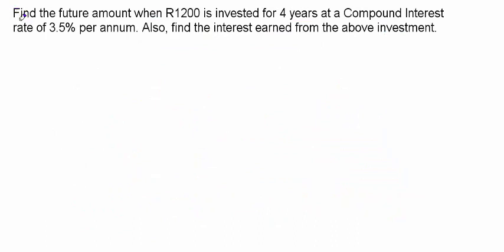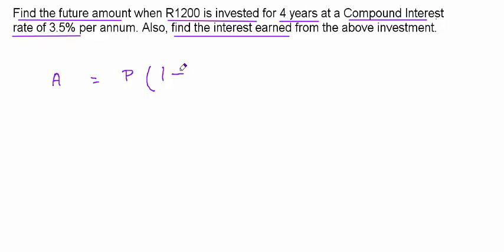Let's try and solve this problem. Find the future amount when 1200 Rand is invested for 4 years at a compound interest rate of 3.5% per annum. Also find the interest earned from the above investment. Let me write down the compound interest formula. The future amount or the final amount is given as the initial amount invested times 1 plus the rate of interest expressed as a decimal. This is as a percentage, therefore we want to divide that by 100, raised to the n, where n is the number of years.